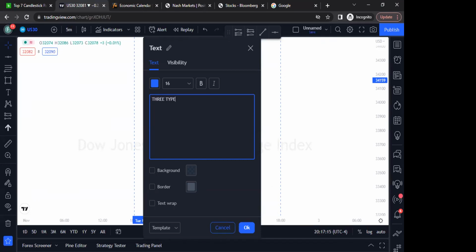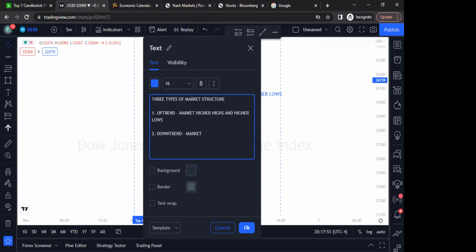All right, so here we go. 3 types of market structure. The first type of market structure is uptrend. Basically what an uptrend is, the market pretty much makes higher highs and higher lows. All right. The second type of market structure is downtrend. This is pretty much when the market makes lower lows. Well, it's pretty much lower highs and lower lows.